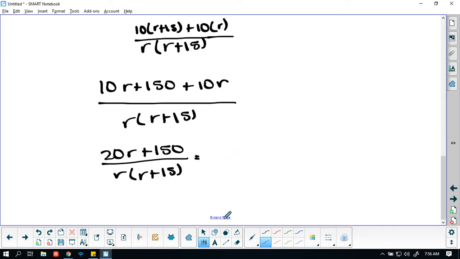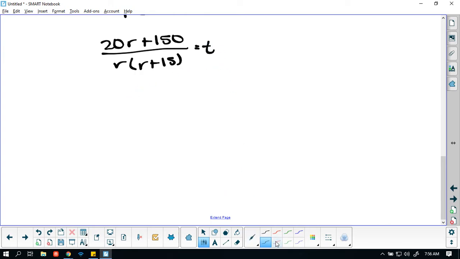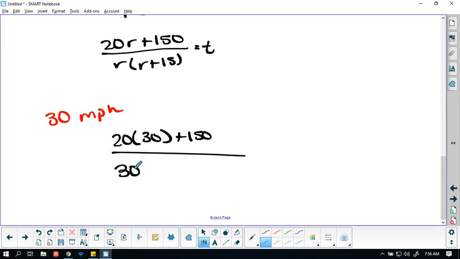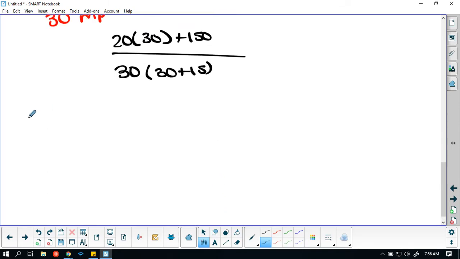Now they want to know what our time is if our car was 30 miles per hour. So I'm looking at 20 times 30 plus 150 divided by 30 times 30 plus 15. See, 20 times 30, 2 times 3 is 6, and then we have 2 zeros following. So 600 plus 150 divided by 30 times 40.